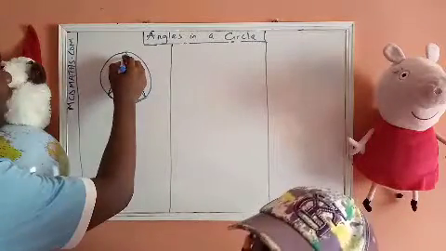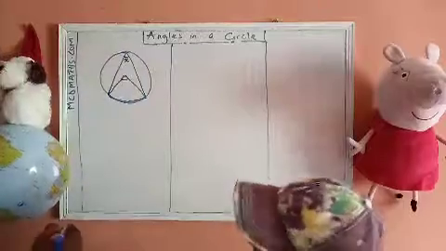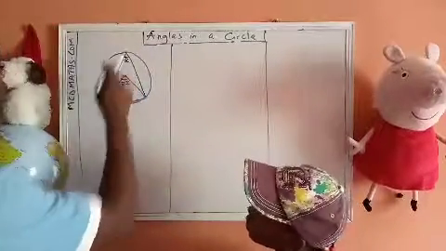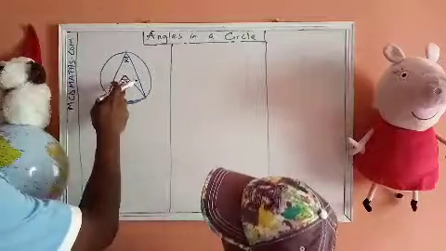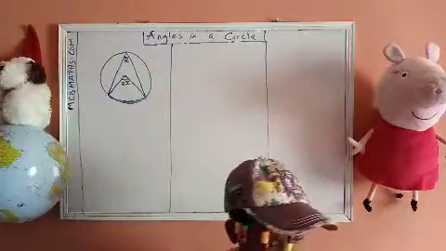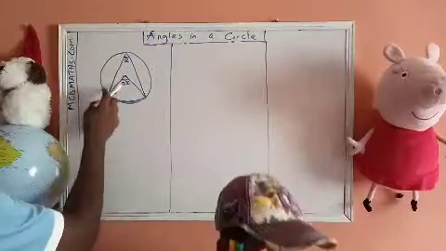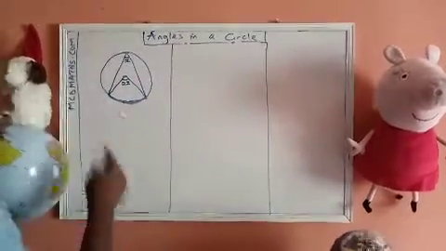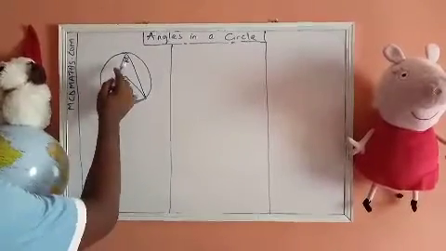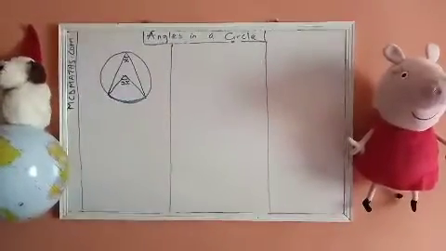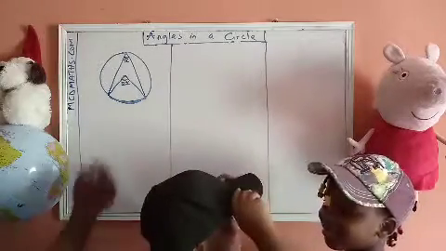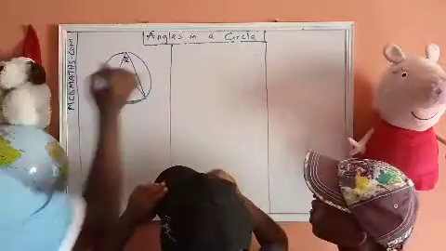The angle it forms at the center is 2 times the angle it forms at the circumference. So if this is 4, this is going to be 8. If this is 20, this is going to be 40. So this angle is 2 times the angle it forms at the circumference. So remember what I said, this angle is 2 times the angle it forms here.